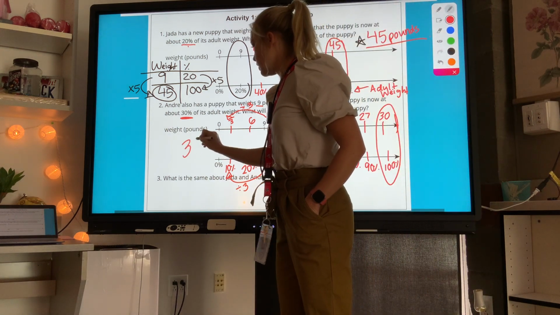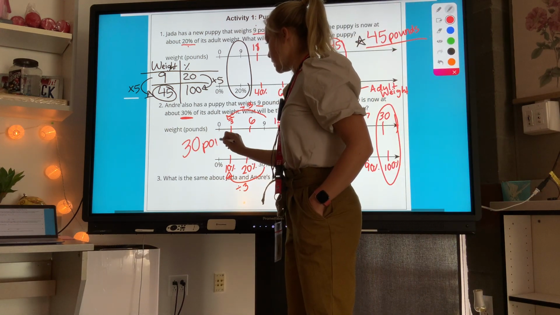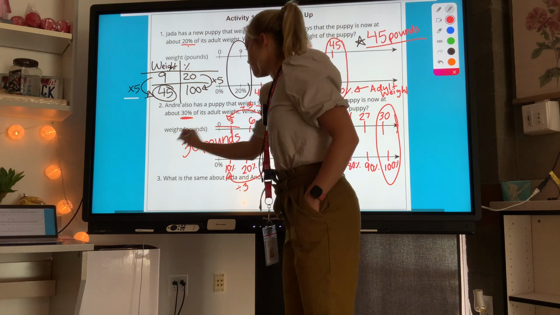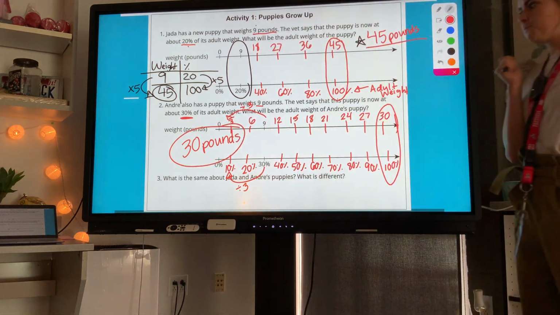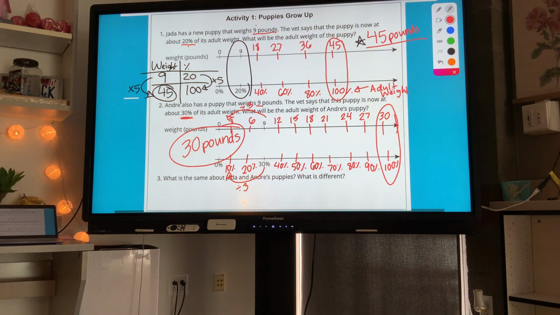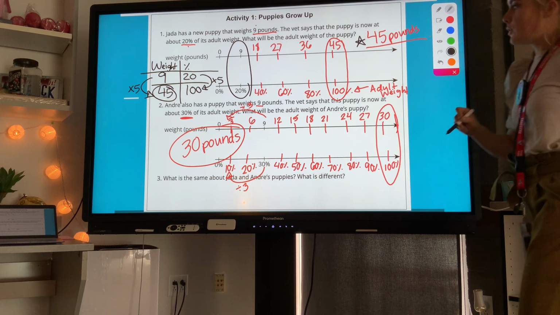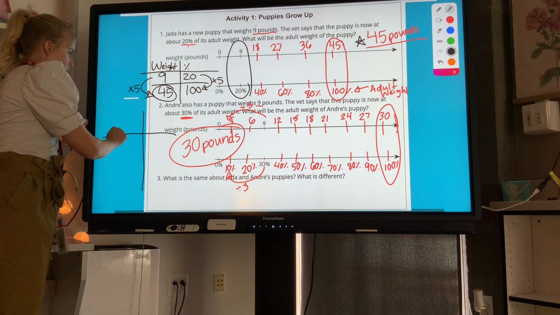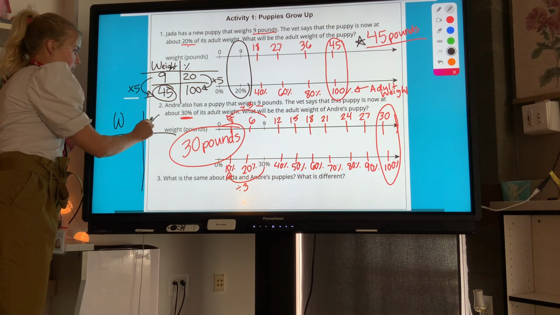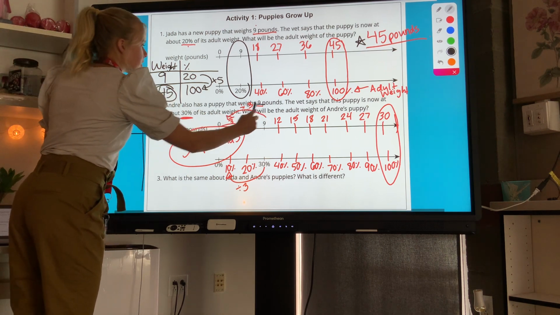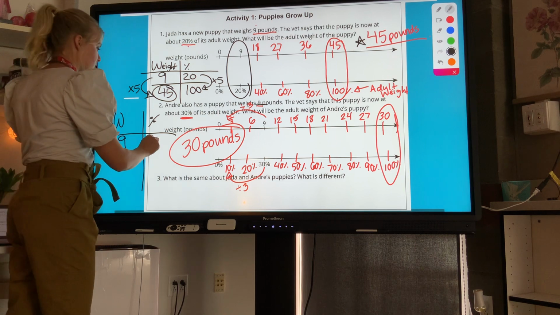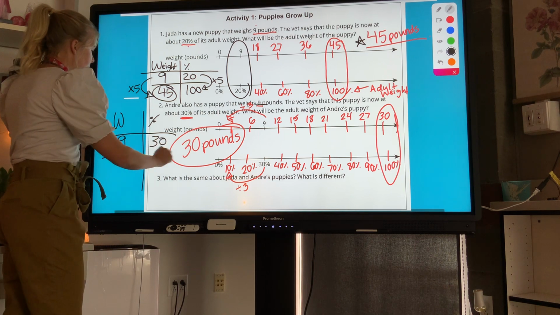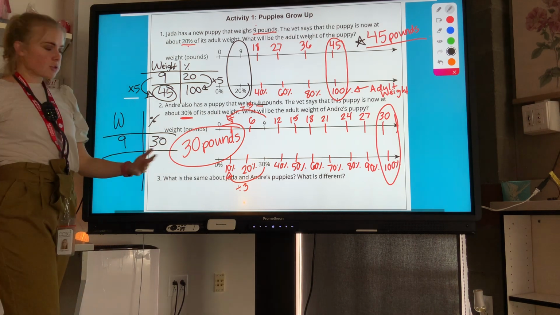So I can say 30 pounds should be the adult weight of this puppy. I guess no longer puppy, but this dog. Again, we can do the same problem using a table and we would set up the same information. We've got weight and we've got percent. Andre has a puppy that's 9 pounds and this is 30% of its weight. I would find out if I want to get to 100%.